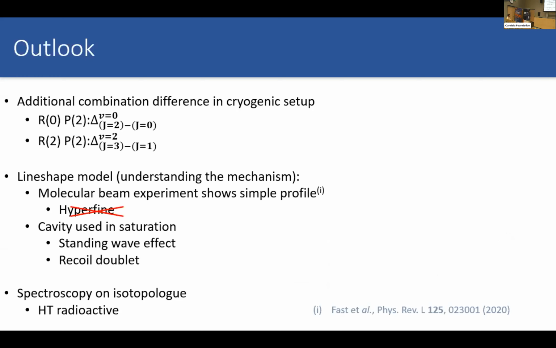In the near future, we will do more spectroscopy on other isotopologues of molecular hydrogen, just like HD, which is radioactive, and it is a challenge to have a nice cavity and measurement on it. But hopefully it will work, and we will have maybe more ideas of what's happening to the line shape on molecular hydrogen when we do saturation.